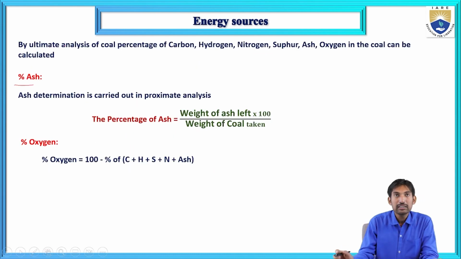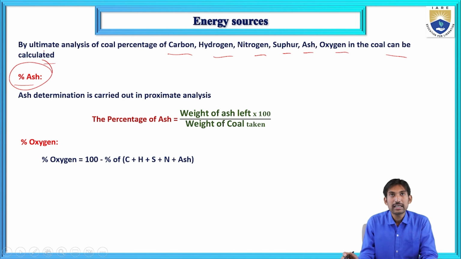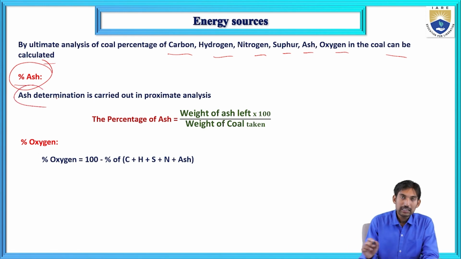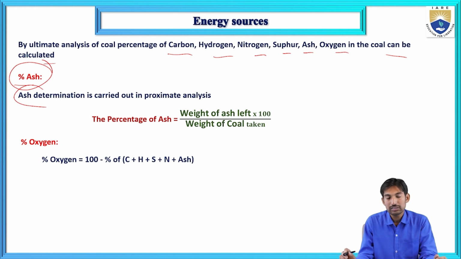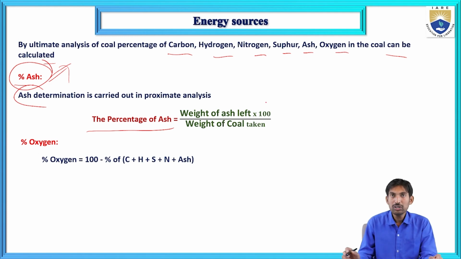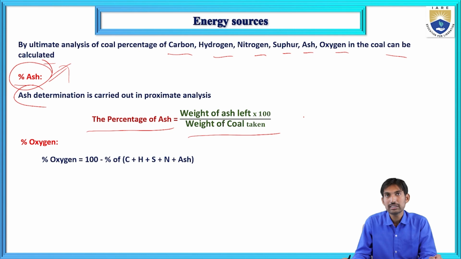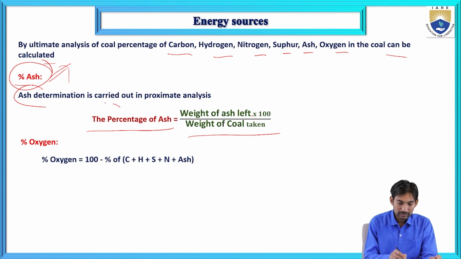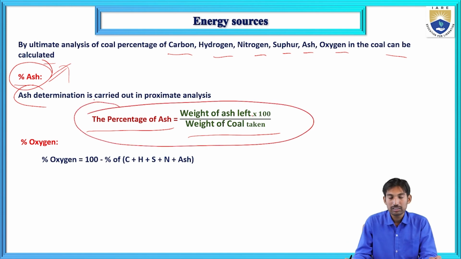By ultimate analysis of coal, the percentages of carbon, hydrogen, nitrogen and sulfur can be calculated. Percentage of ash, however, is determined in proximate analysis; we can't calculate it using ultimate analysis. In the previous class I explained how to calculate it. The percentage of ash formula from proximate analysis is weight of ash left into 100 divided by the weight of coal sample taken.